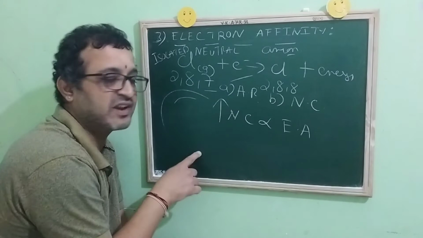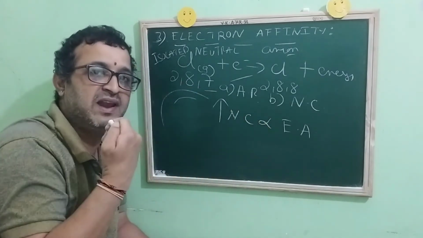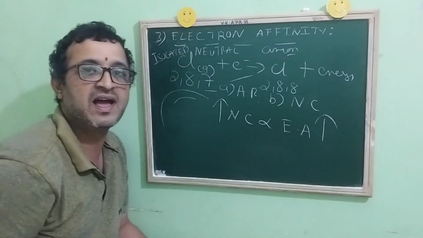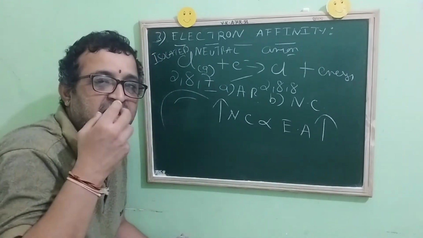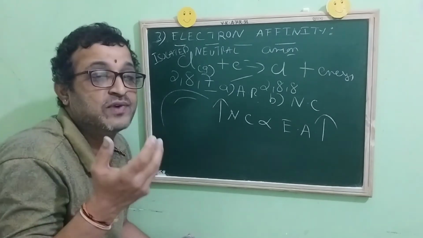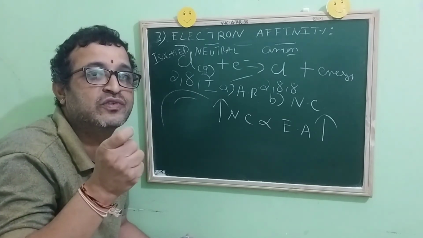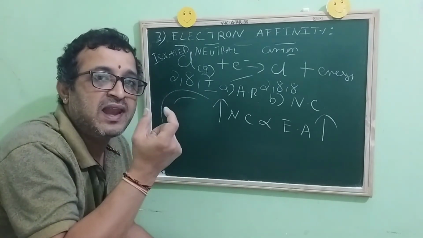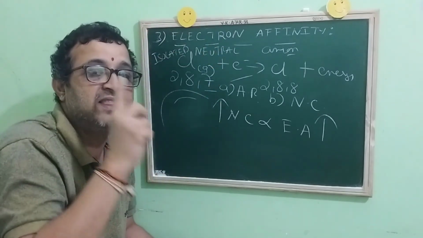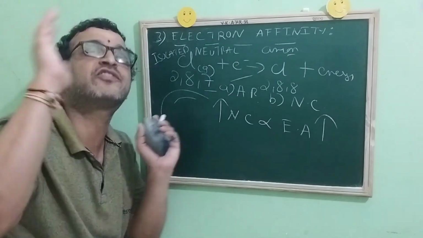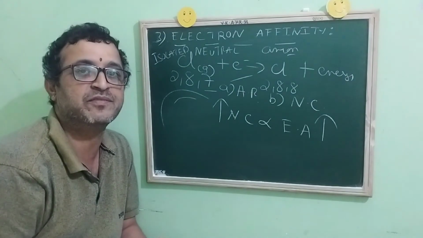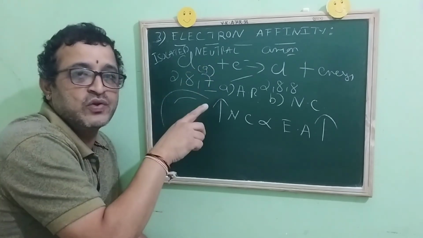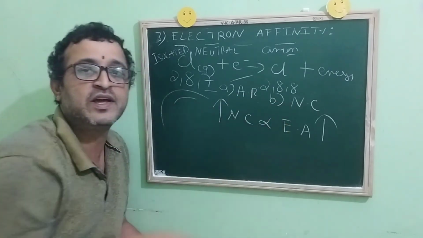Direct relationship. As the nuclear charge increases, that atom will accept the electron most readily and it will release more energy. That is, electron affinity will be high. Right, children? Now, the last thing is that electron affinity values suggest what? Based on the electron affinity values, we can make out how readily that atom accepts the electron. If the electron affinity values are high, then that atom accepts the electron most readily when compared to the other atoms. And finally, the conclusion is that the electron affinity values depend upon atomic radius and nuclear charge.